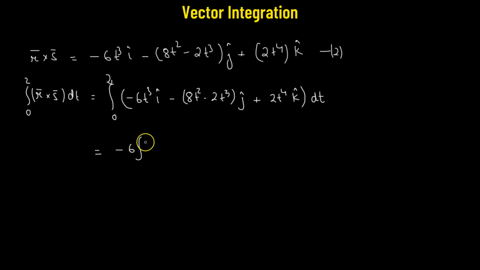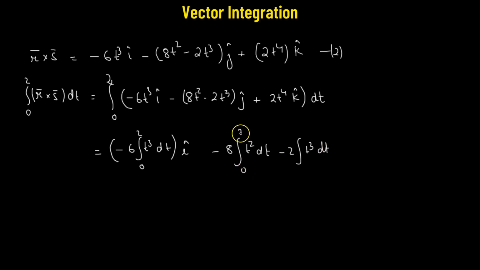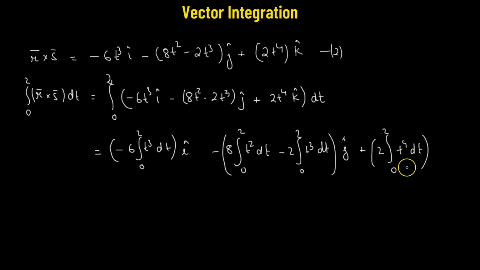That means we'll first take the integral. We have negative 6 times the integration of t cubed, limits going from 0 to 2, with respect to t. So this is going to be the x component, so we'll multiply it with i cap. Next we'll have negative 8 times the integration of t squared dt minus 2 times the integration of t cubed dt. So this will be integrated from 0 to 2 for both the cases, and this is going to be the y component. So that means we'll multiply with j cap. And finally we have 2 times the integration of t raised to the power of 4 dt, limits going from 0 to 2, and this is going to be the z component, so we'll multiply it to k cap.